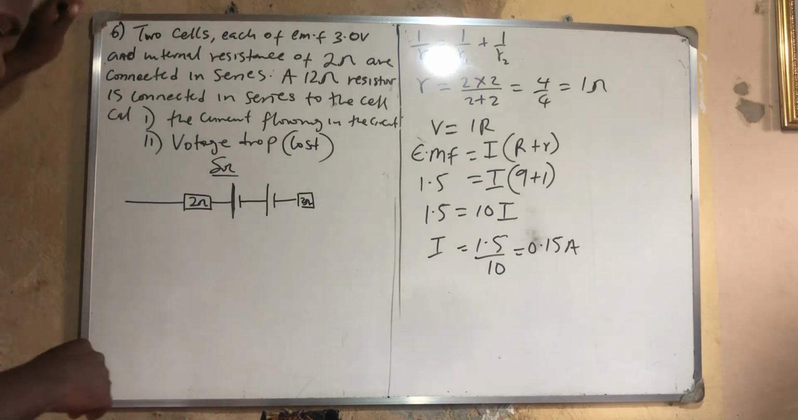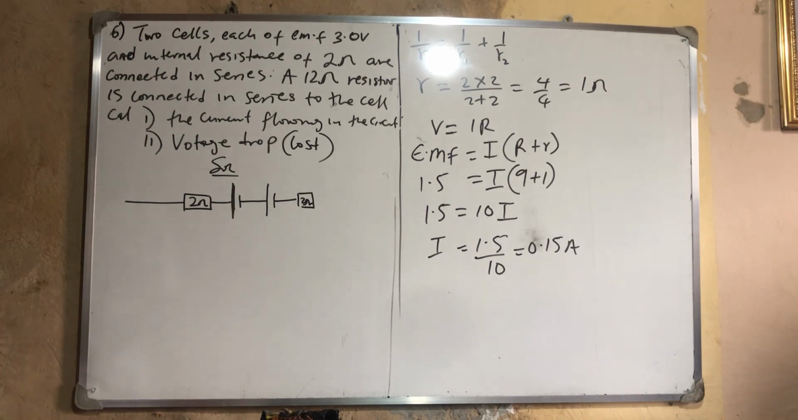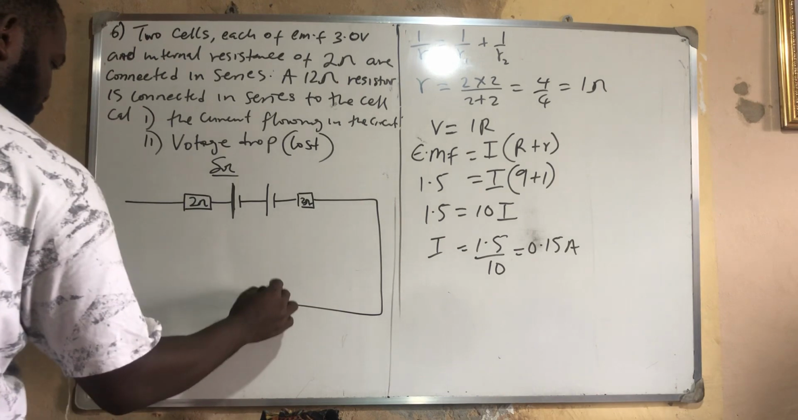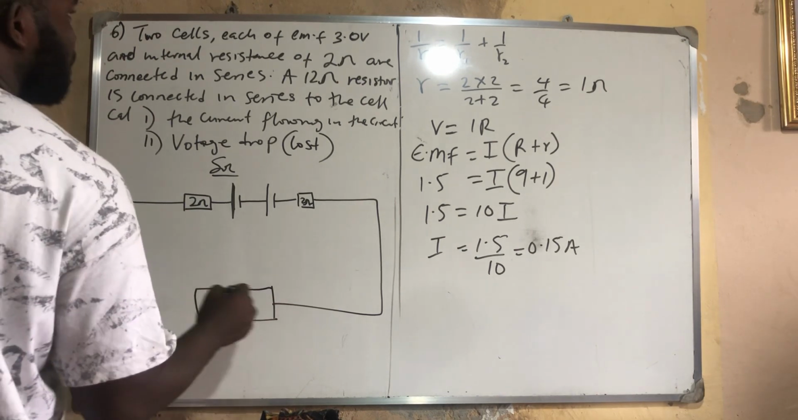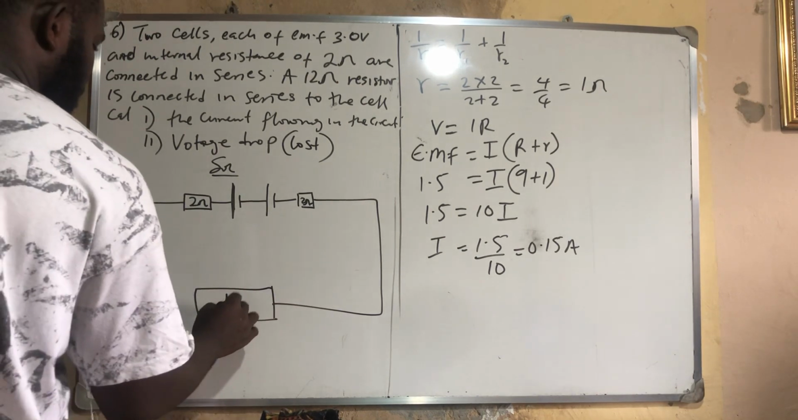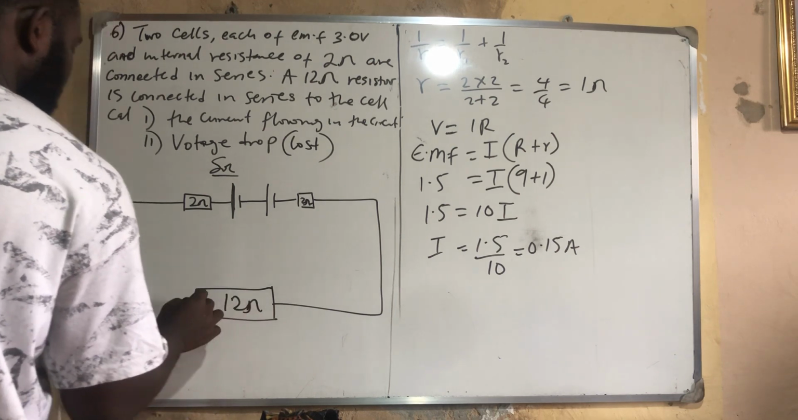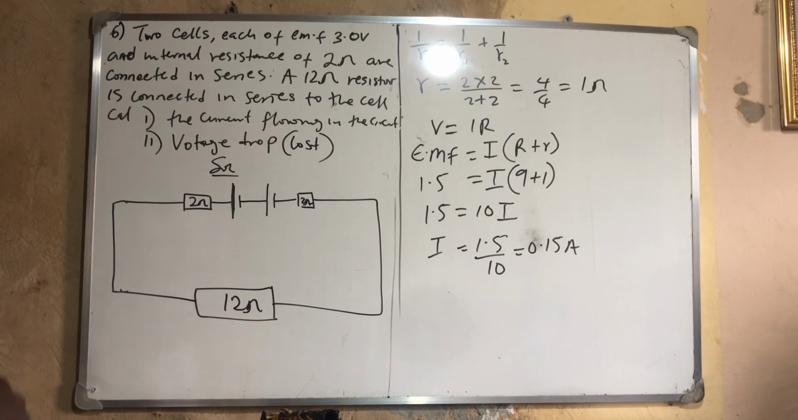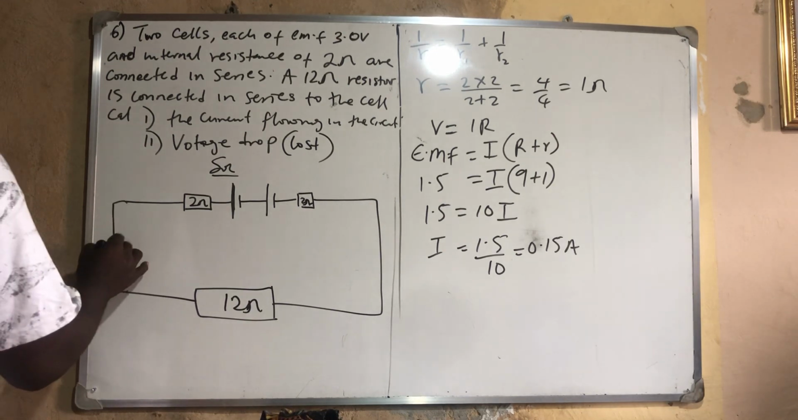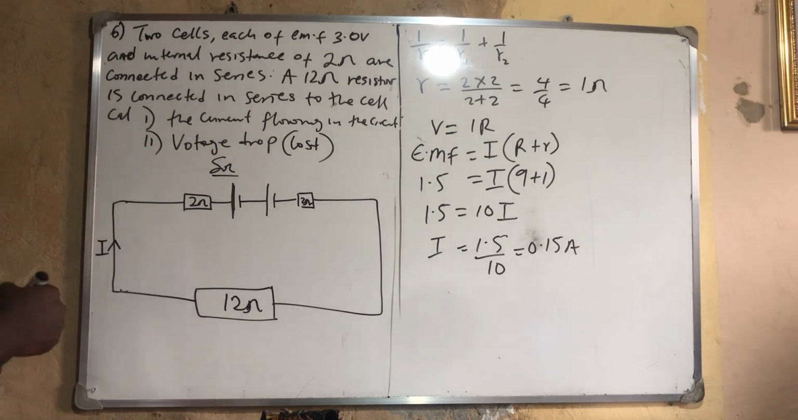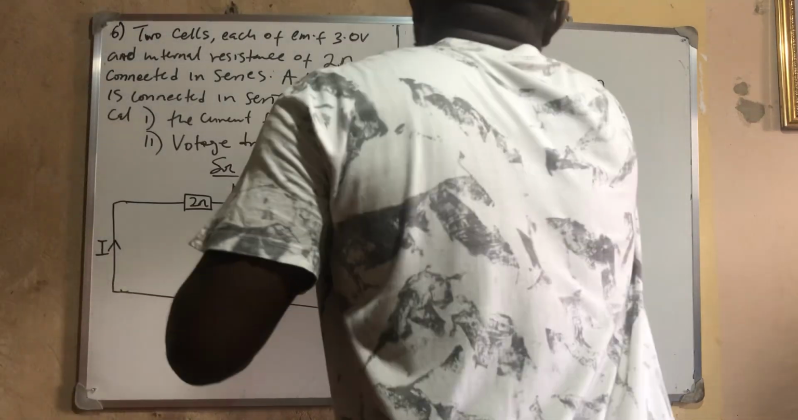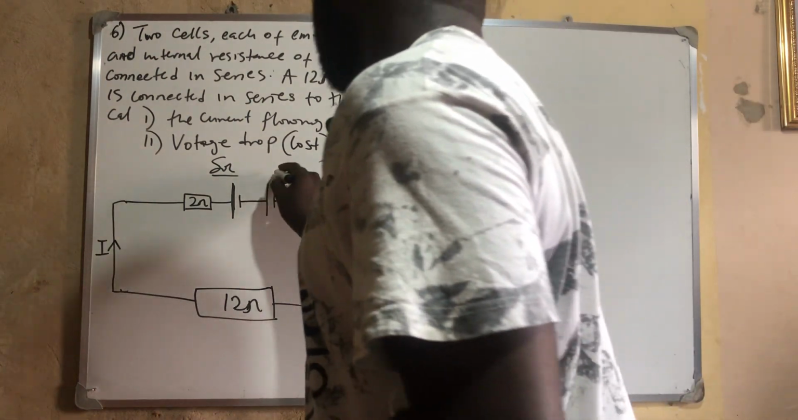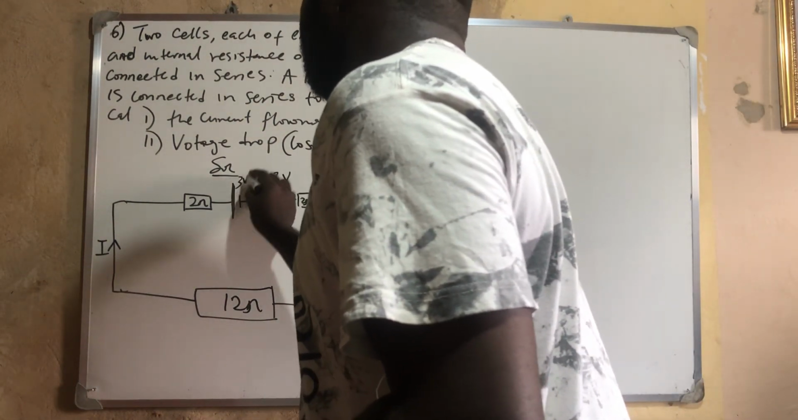But they are being connected by a big resistor of 12 ohms, and I have my current flowing here. So what they say we should calculate, and what I have here is 3 volts and 3 volts.